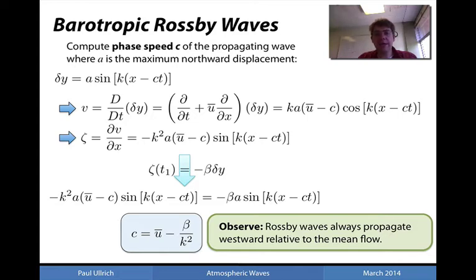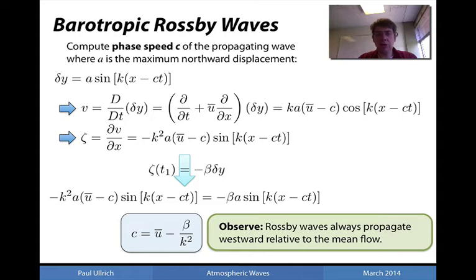Relative vorticity is then given by partial v partial x, due to the fact that we are assuming that variations of the zonal velocity are small. So taking the derivative then of the v velocity that we previously derived, one obtains minus k squared a times u bar minus c times sine of k x minus c t. We then use the fact that the relative vorticity at the final time is equal to minus beta times delta y, and equate these two expressions in order to obtain a final expression for the phase speed in terms of the mean background velocity, the beta parameter, and the zonal wave number k.